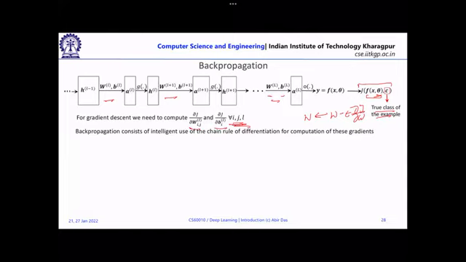Now the way we compute it is called backpropagation, and it is nothing but just an intelligent use of chain rule. If you see the backpropagation as a whole, in a slide or on a page, it might look cumbersome, but actually it is pretty easy. It just uses chain rule. So let us try to dissect the backpropagation rule a little bit.